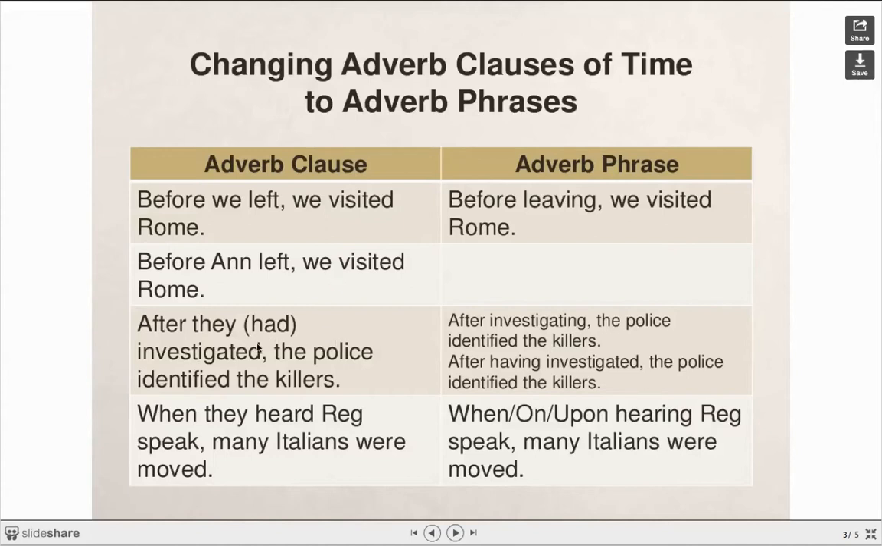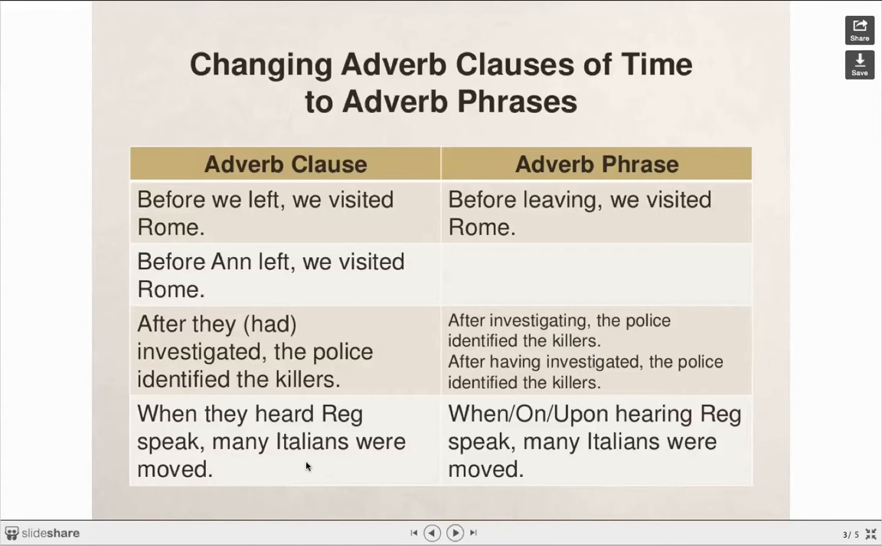Okay, after they had investigated, the police identified the killers. Here, with after, I can use the gerund. After investigating, the police identified the killers. Or I can do this, after having investigated, the police identified the killers. This is emphasizing that this happened first and then the other thing happened. But of course I know here that it happened first too. This just makes it more strong and obvious that this was the first thing that happened.